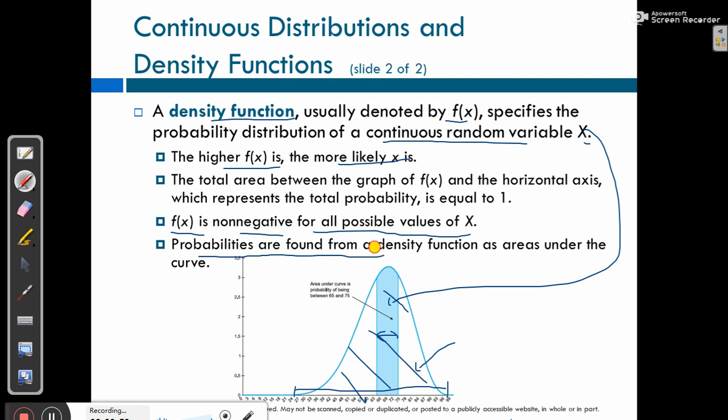Probabilities are found from a density function as areas under the curve. So probabilities will be areas under the curve. Here, if you zoom in on this point, you can see the area under the curve. The area under the curve is the probability of being between 65 and 75. So this is the highest probability, and the density function in this region is also high.